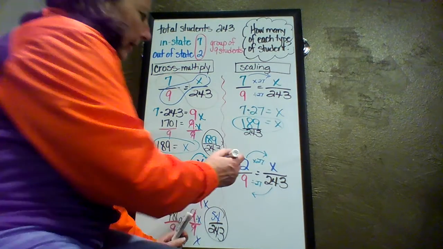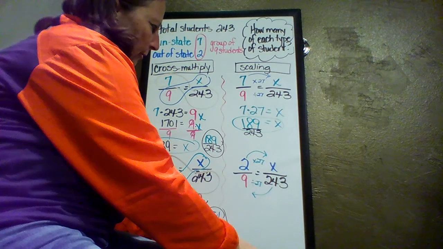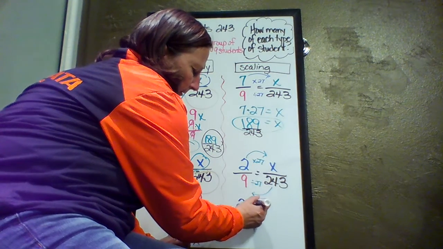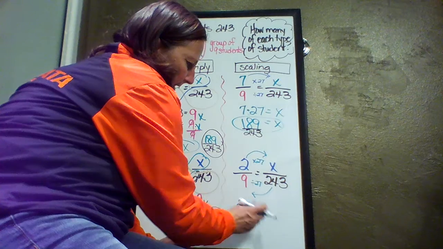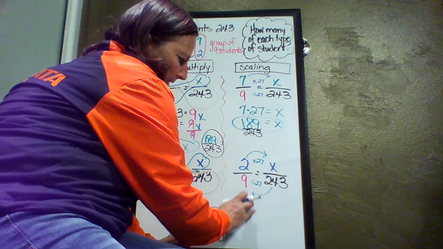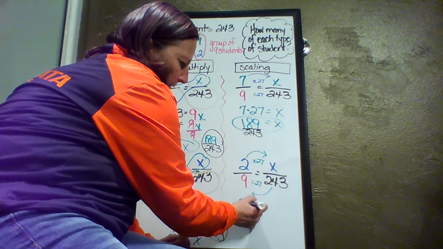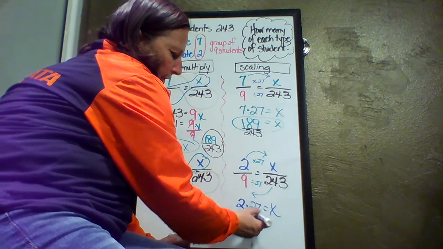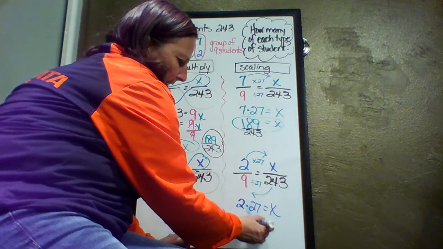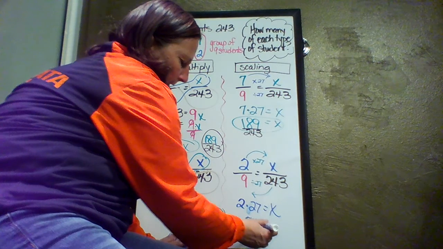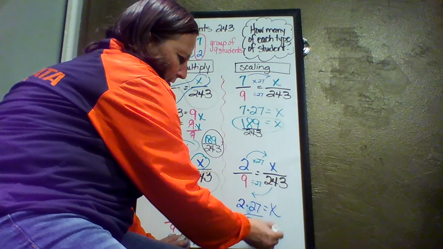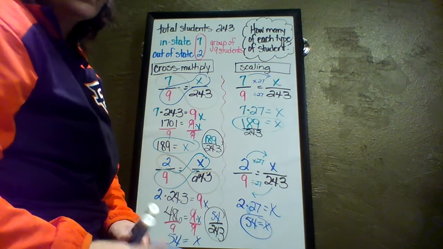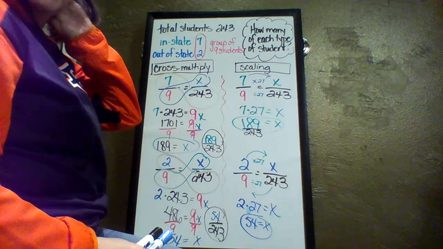So now I have 2 times 27. So 2 times, we don't want to use that X, we want to use the dot. 2 times 27 equals X. 2 times 27 is 54. So again, 54 out of 243 are going to be out-of-state students.